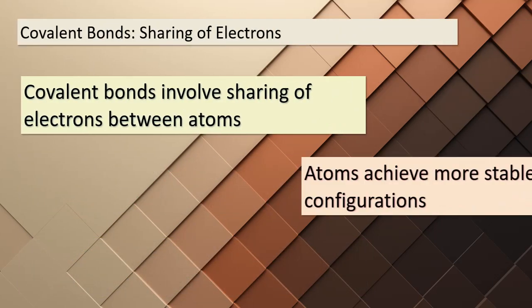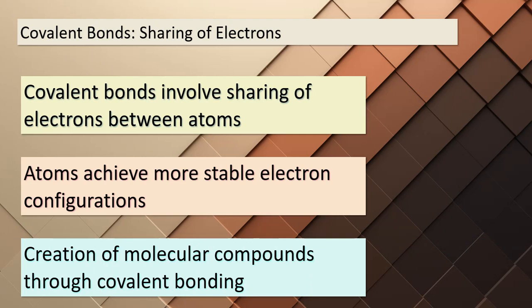Welcome back, enthusiastic learners. Today, we're focusing on covalent bonds and the remarkable sharing of electrons between atoms. This sharing isn't just a random act, it's driven by a desire for stability. As atoms share electrons, they achieve more balanced and stable electron configurations, akin to reaching a state of contentment. Through covalent bonding, atoms come together to form marvelous molecular compounds, each with its own unique properties and functions. As we proceed, you'll discover the intricacies of how atoms cooperate to create these bonds.